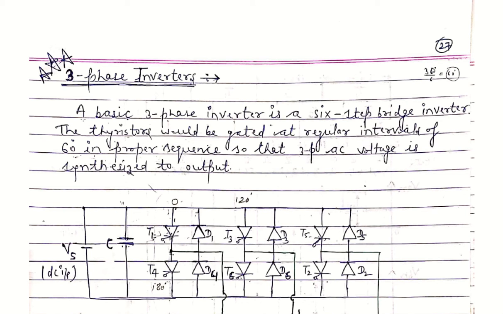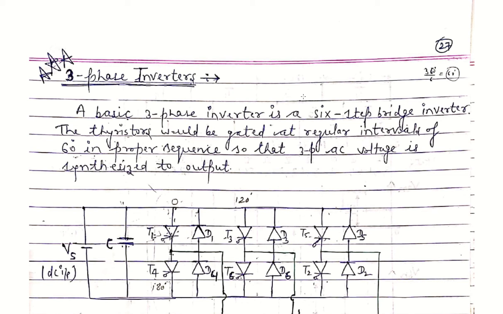A basic three-phase inverter is a six-step bridge inverter. The thyristors would be gated at regular intervals of 60 degrees in proper sequence so that a three-phase AC voltage is synthesized at the output. What is this? As we know, in the three-phase rectifier chapter we studied that the three-phase rectifier is a six-pulse converter. So similarly, the three-phase inverter is also a six-step bridge inverter.